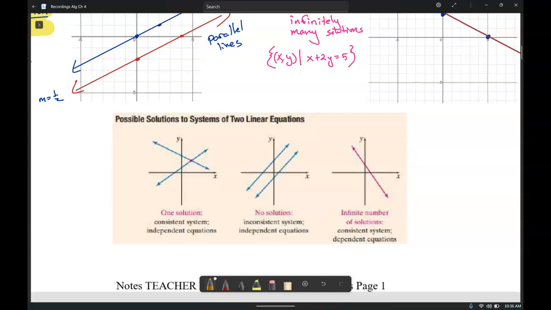So this chart summarizes the possible solutions to the systems. If we have one solution, we have a common intersection point. We call it a consistent system of independent equations. Independent meaning we have separate equations, consistent meaning we have a solution. No solutions are our parallel lines. It's an inconsistent system because we have no solution, and they are independent equations because they are separate lines. While an infinite number of solutions gives us a consistent system of dependent equations, meaning they are the same line.